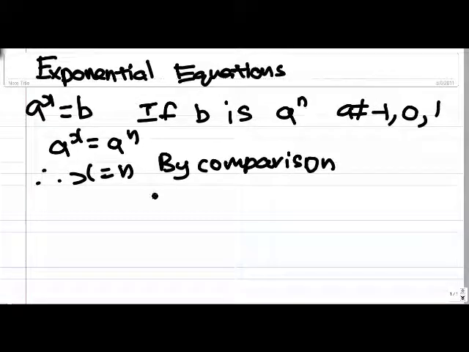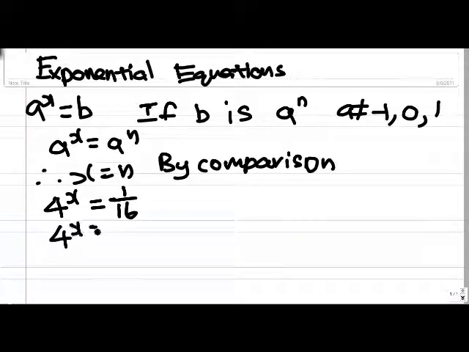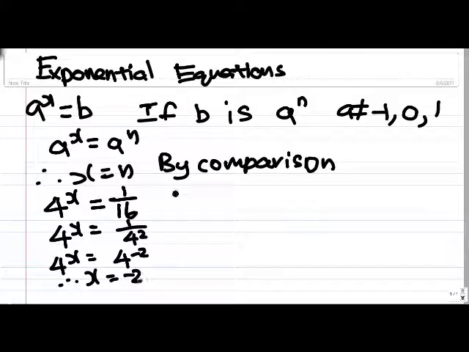Alright, so let me give you an example. 4 to the power of x equals 1 over 16. 4 to the power of x, by the law of indices, equals 1 over 4 squared. 4 to the power of x equals 4 to the power of -2. Therefore, by comparison, x equals -2. Alright, so this is an example of an exponential equation.